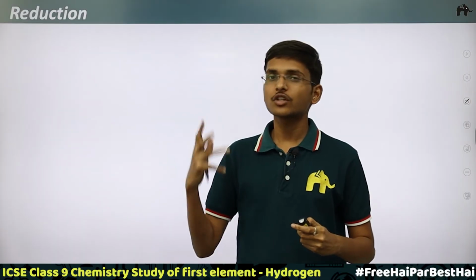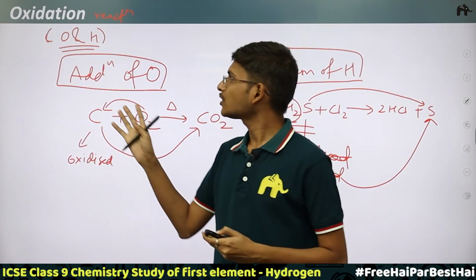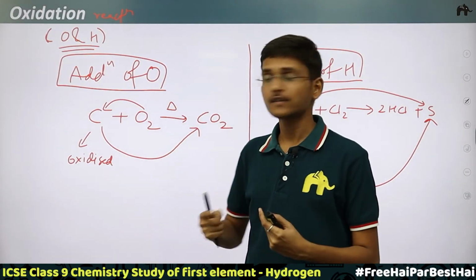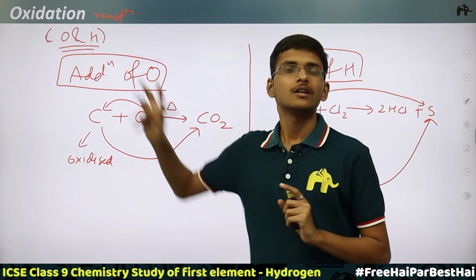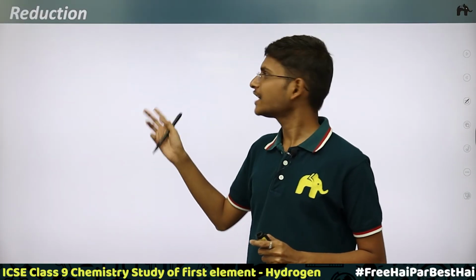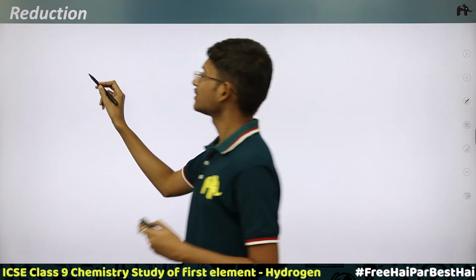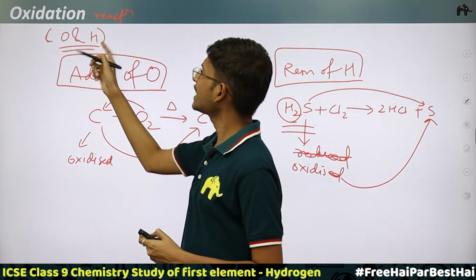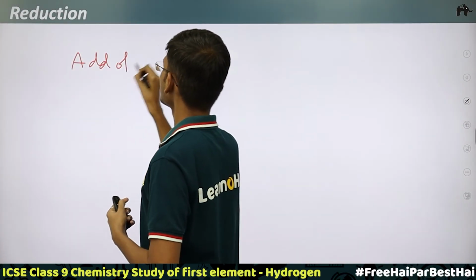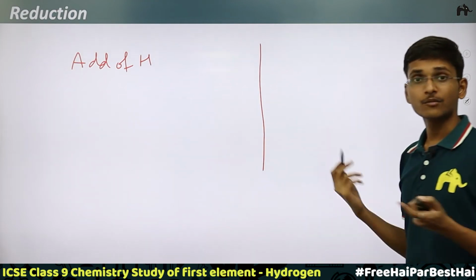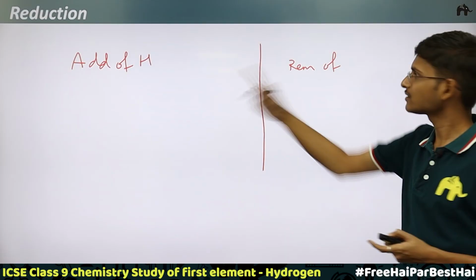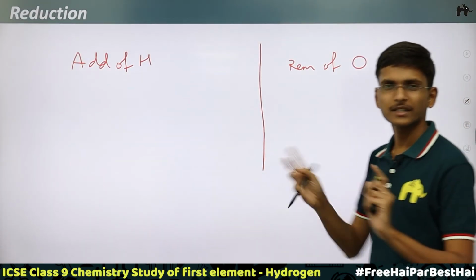Reduction is exactly the opposite of oxidation. Let me give you a trick here. Oxidation starts with O, so it is addition of O. What would reduction be? Addition of H. Since oxidation is addition of O, reduction is addition of H. And reduction is removal of O, since here there is H, here would be O. Simple trick.